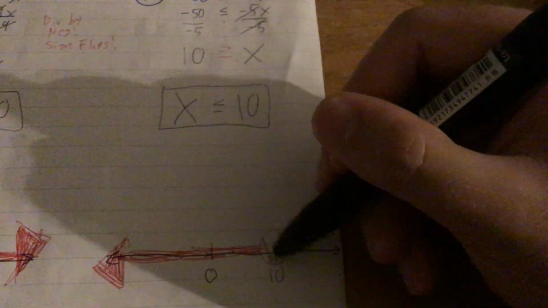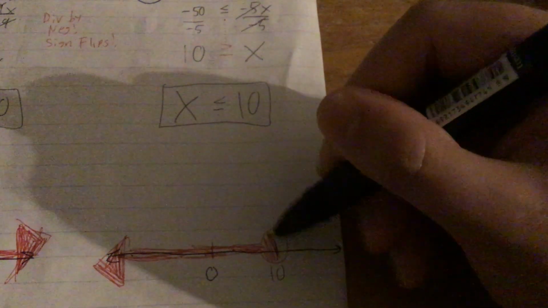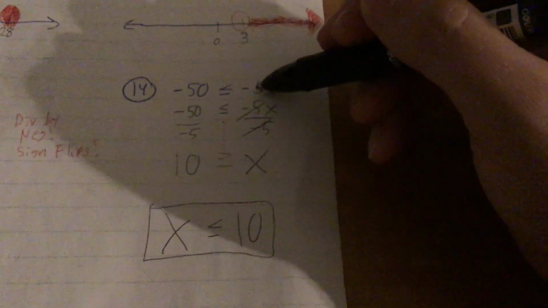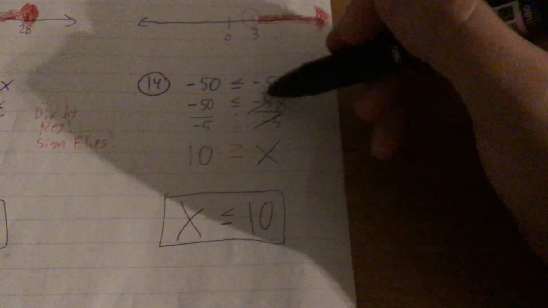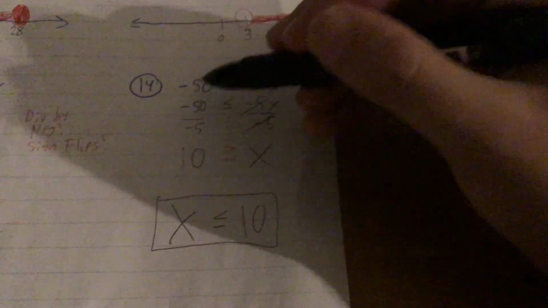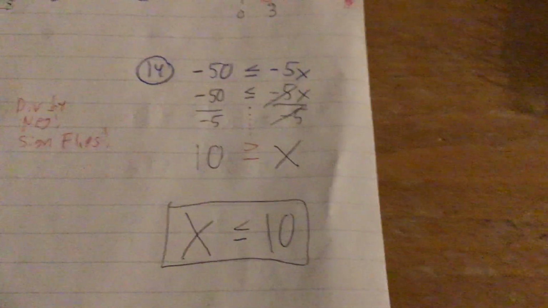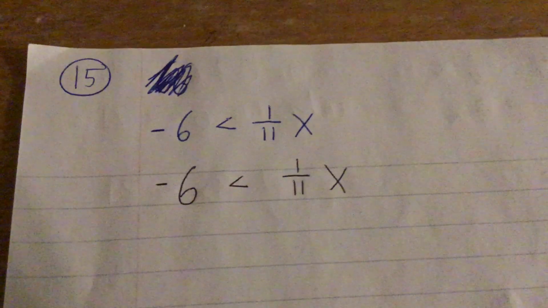Yes. Less than or equal to means that the endpoint is included in the solution set. Because if I plug in 10, negative 5 times 10 is negative 50, and negative 50 is less than or equal to negative 50. It's equal to, so that would be true. Okay, turn around. All right, next page.